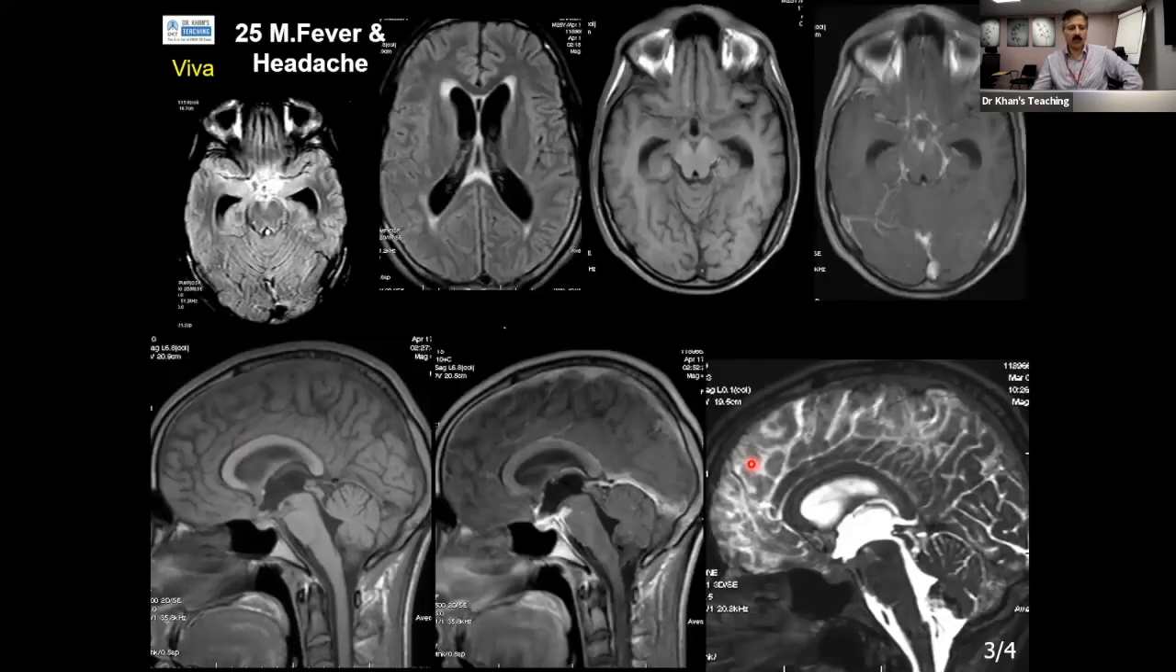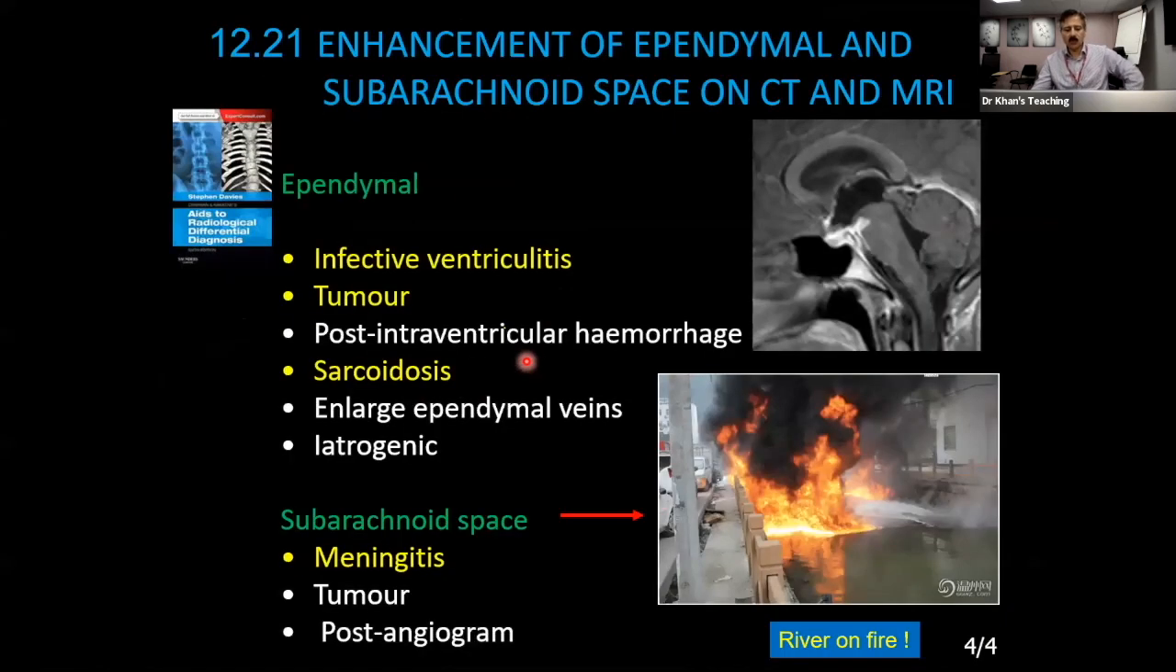If you see here, there is hydrocephalus also, as the temporal horns are dilated. And in your old Chapman, the previous edition, I think this was beautifully given, that enhancement of the subarachnoid space can happen. So this is what is referred to. Just to explain, it is as if the river is on fire, there is petrol inside the river and everything is on fire. So the subarachnoid space is on fire.